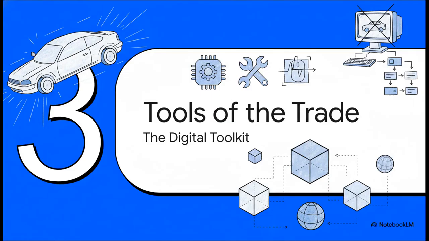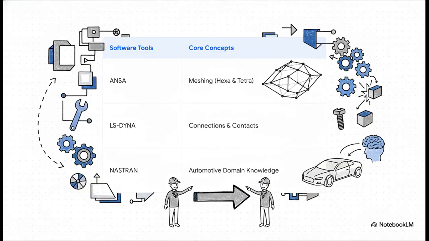So how do they actually do all this stuff? I mean, you can't just draw a car in Microsoft Paint and click a crash button. It takes a highly specialized digital toolkit to get the job done. What's so great about this slide is how it separates the tools from the ideas. On the left, you've got the actual software names like ANSA and LS-DYNA. You also see NASTRAN there, which is another heavy hitter often used for structural analysis, testing how things react to stress or vibrations. But on the right, you have the fundamental engineering principles they're used for, like meshing or defining connections. A great engineer has to master both sides, the software and the theory behind it.